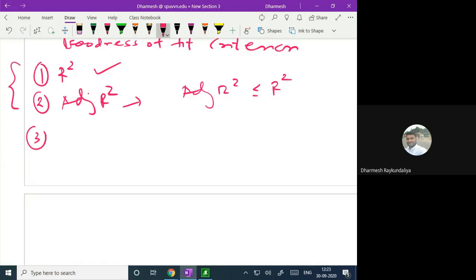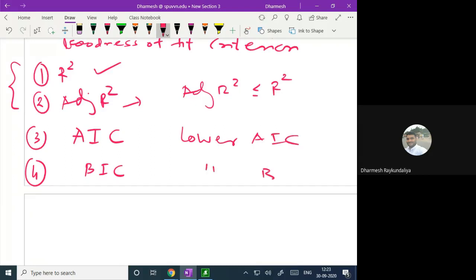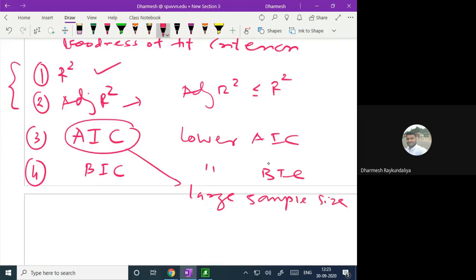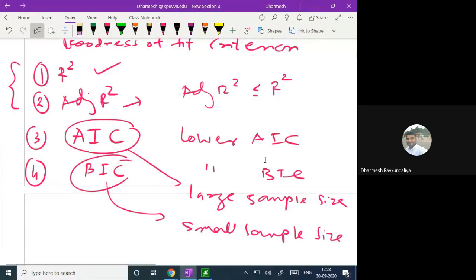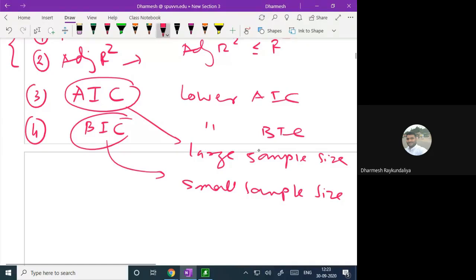But suppose the model is non-nested, then one can go for the AIC, that is Akaike information criterion, and another is the BIC, that is Bayesian information criterion, or the Schwarz information criterion. Lower the AIC, better the model. Lower the BIC, better the model. AIC is mainly used for large sample size, and BIC is used for small sample size. To compare two models, we see that wherever the AIC and BIC are lower, the model is good.